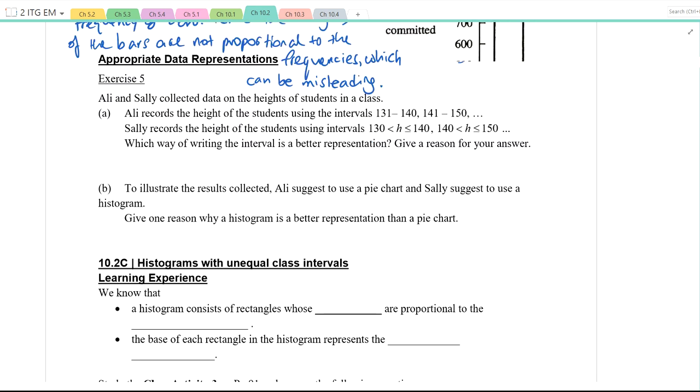Okay, now for the next segment, appropriate data representations. So we've got Ali and Sally who collect data on the heights of students in a class. So Ali is recording the heights using these intervals: 131 to 140, 141 to 150, so on and so forth. Whereas Sally records it using inequalities like this. So which way of writing the interval is a better representation and give a reason?